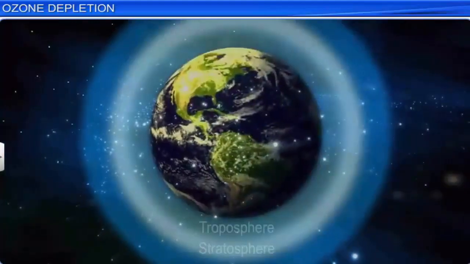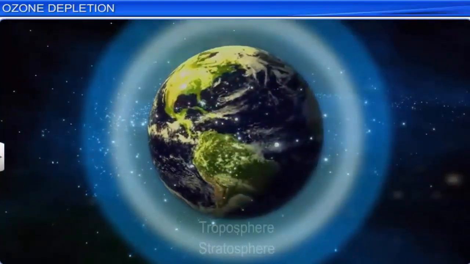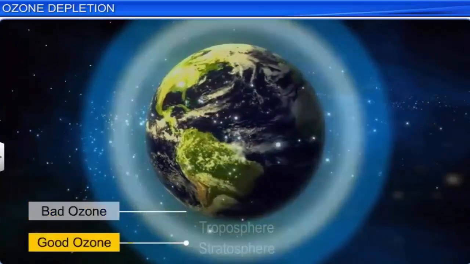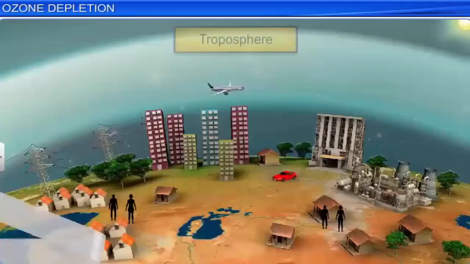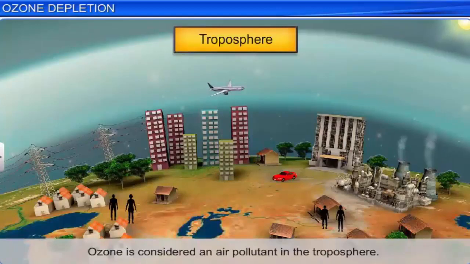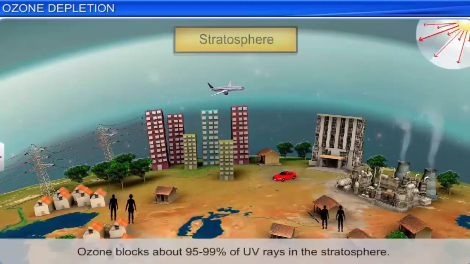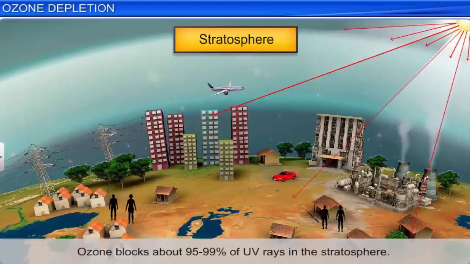Depending on the function of ozone, it is categorized as bad or good. In the troposphere, ozone is considered an air pollutant as it harms plants and animals, and it is thus known as bad ozone. While in the stratosphere, ozone acts as a protective covering and blocks about 95 to 99% of harmful ultraviolet rays from entering the Earth. Here it is referred to as good ozone.